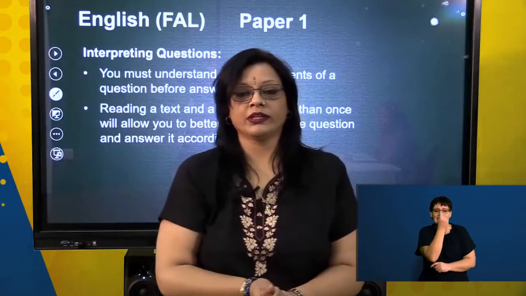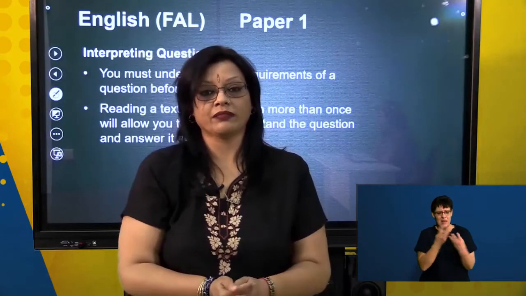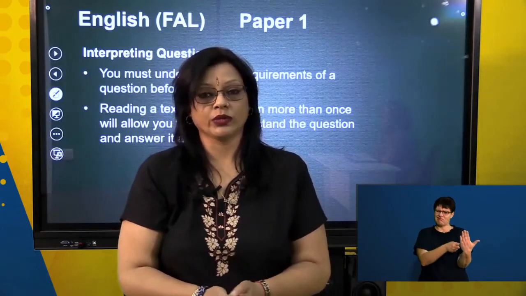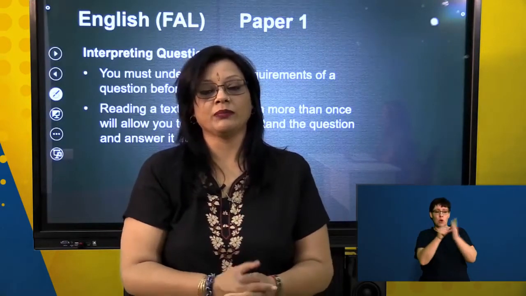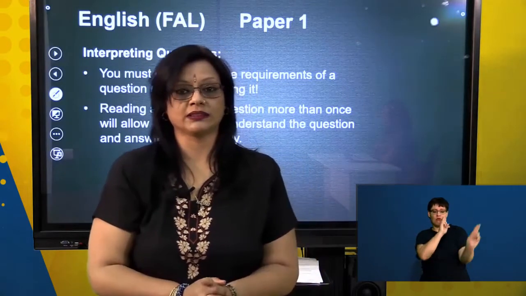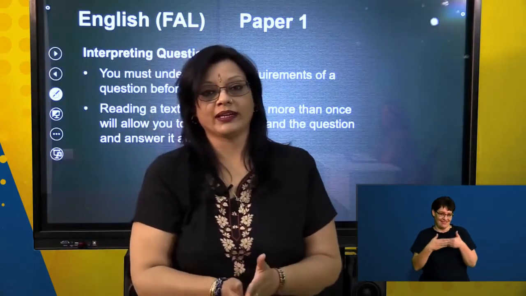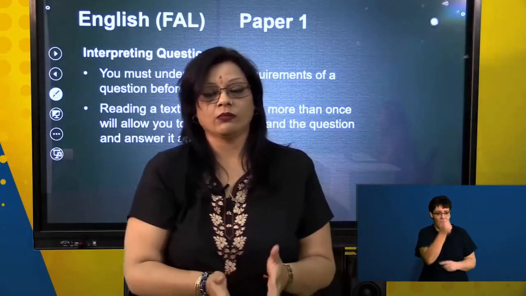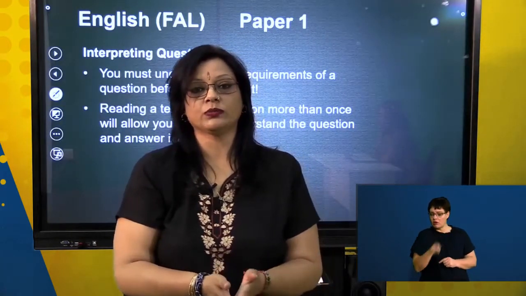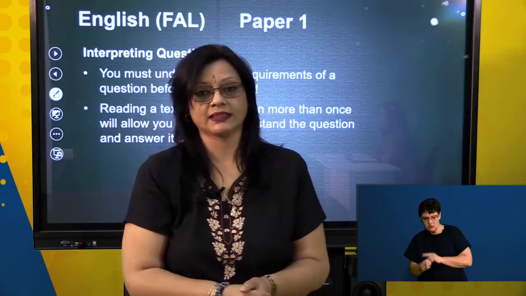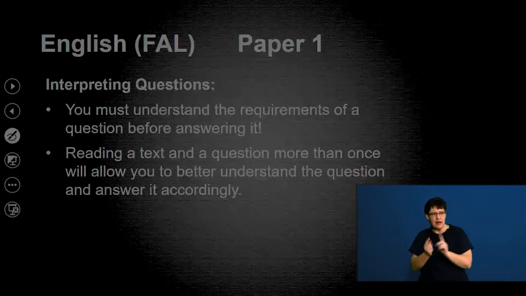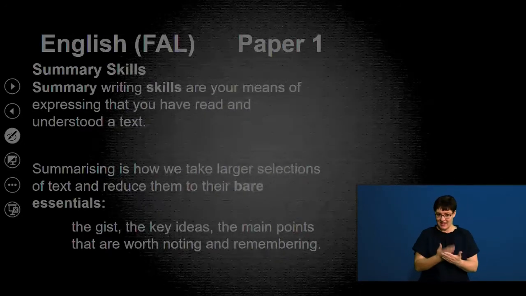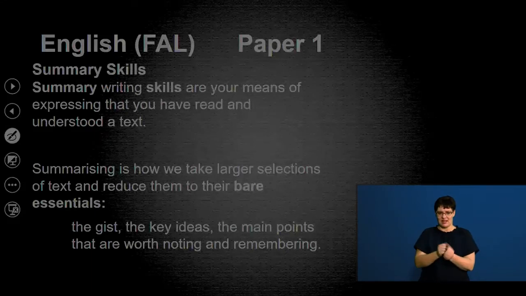Very often, when we read our questions, we get baffled because we don't understand what the question is asking. But if we go back to the text and refer back to the keywords, we may be able to interpret what the response is. So we must be very careful when we are reading, especially with the comprehension section, where the questions are referring us to the text. We may find the answer in the text itself. Reading a text in a question more than once will allow you to better understand the question and answer it accordingly. So now we're going to look at summary skills, and summary skills is section B, question 2.